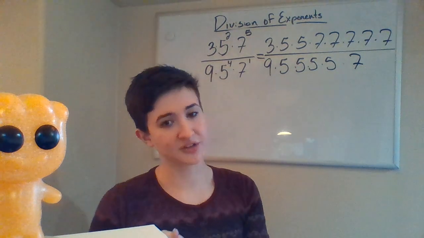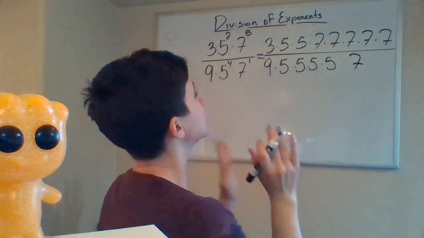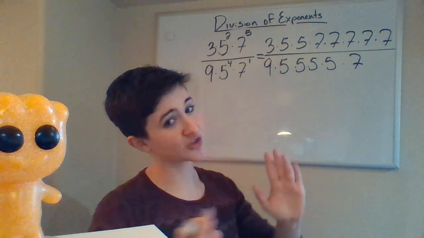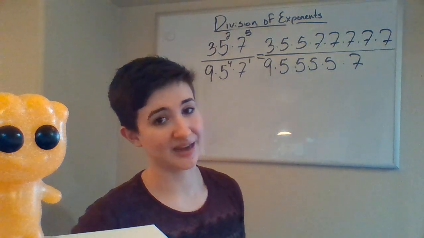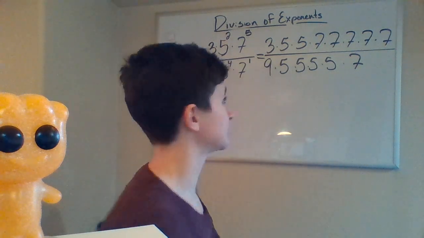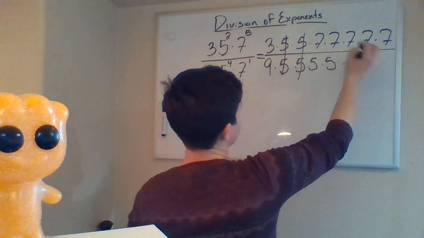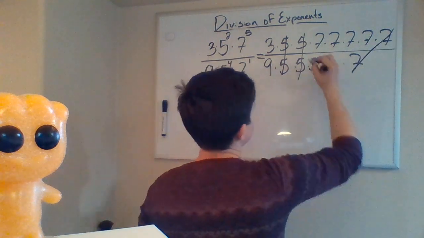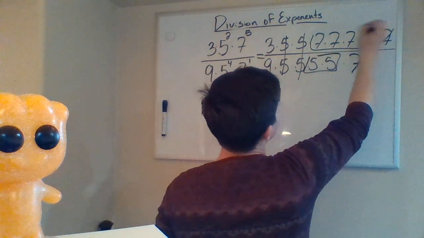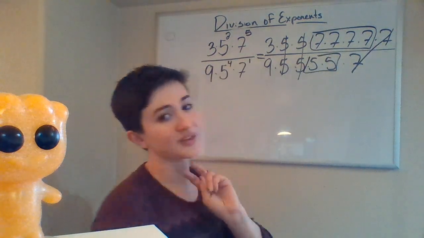Now, this all looks a little tricky. I don't have any variables, so it looks like a whole bunch of numbers. First things first, before we do anything, let's cancel out all of the numbers that are similar. So 5 and 5 can die, and then one 7 can die. That leaves me with two 5s and four 7s.